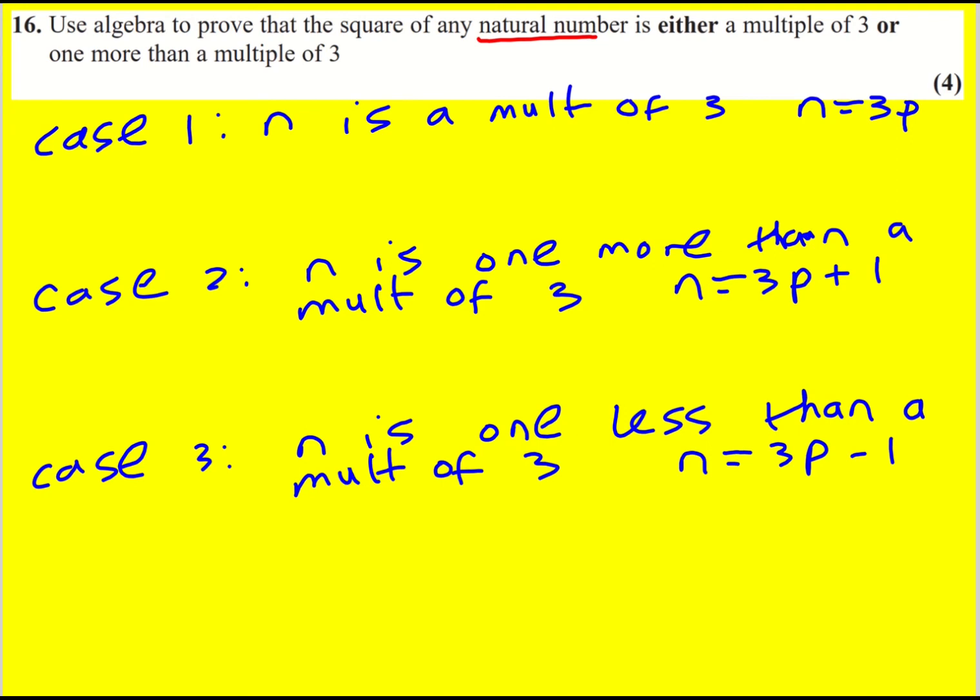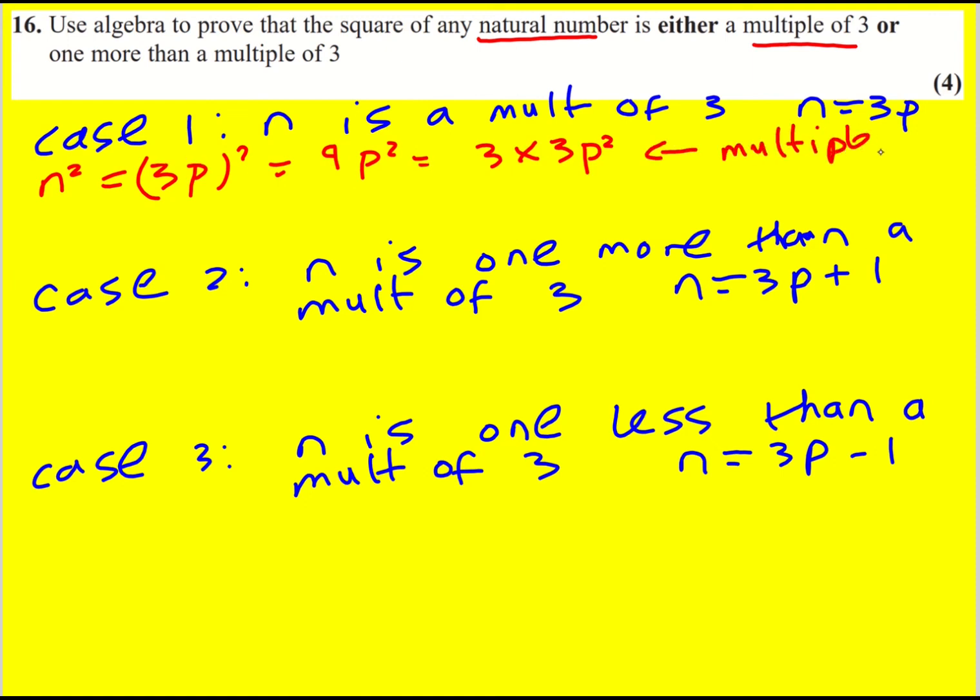Okay, so case 1, we're going to get n squared equal to 3p squared, which is then 9p squared, which is 3 times 3p squared. And this is a multiple of 3, because it's 3 times something.